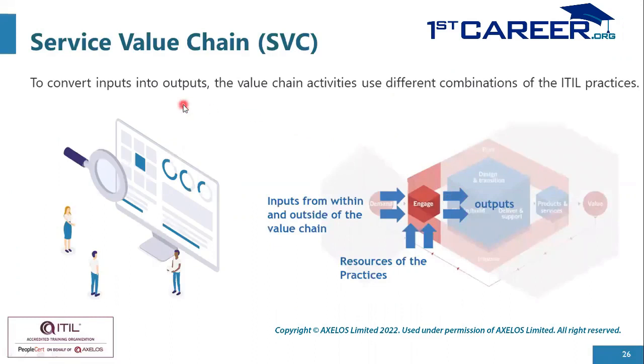However, the service value chain contains several value chain activities. These value chain activities use the practices, one or more of the practices, to convert input and transform them into outputs. So you see, for example, the engage value chain activity within the service value chain, which takes certain inputs, uses resources like processes, people, team structures, tools, for example, to collaborate or record some information, may use partners and suppliers to deliver outputs. This could be one of the activities in the value chain of 6 activities.